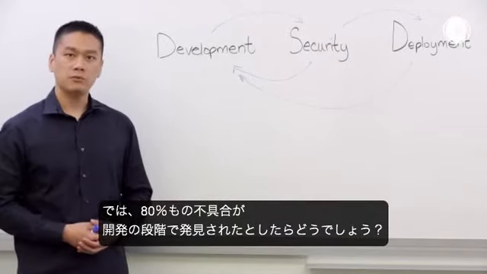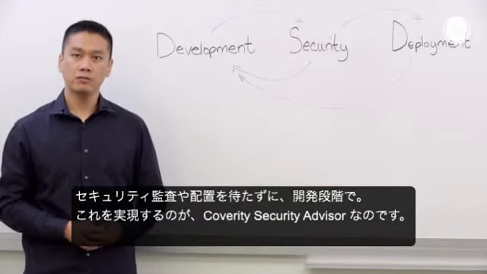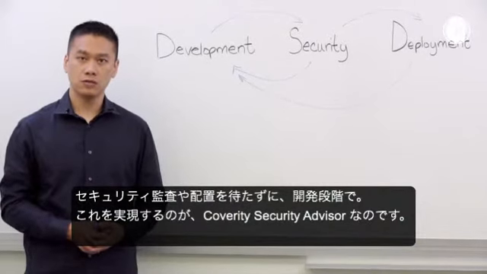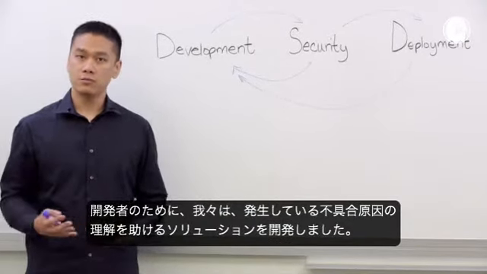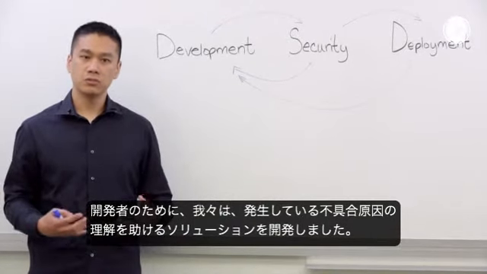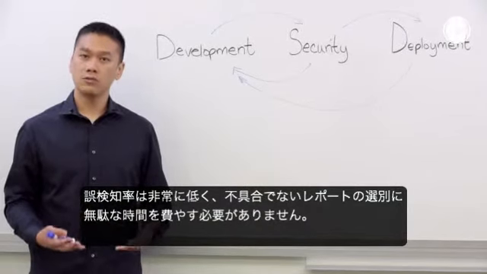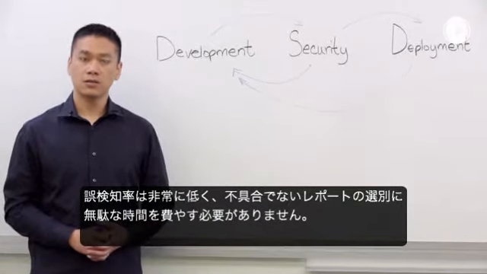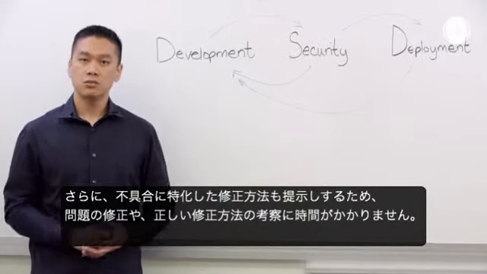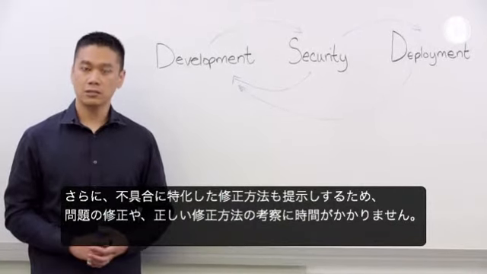What if you could find up to 80% of defects during the development process without having to wait until security review or deployment? That's what Coverity's Security Advisor is all about. In order to make this palatable for developers, we developed a solution that was able to help developers understand the defects that come out with a very low false positive rate, so they don't waste their time looking at defects that aren't real. In addition, we're giving them very specific remediation advice, so they don't waste their time on trying to figure out how to fix defects or fix them incorrectly.